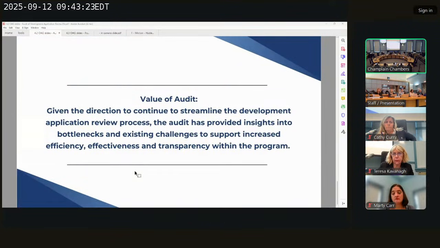In summary, there's immense pressure to expedite development approvals. At the same time, the city is navigating ongoing legislative changes while balancing council's strategic objectives to increase housing with the city's fundamental role as a regulator and steward of municipal assets. We made 7 recommendations aimed at increasing the efficiency, effectiveness, and transparency of the program, and management has agreed to all. We'd be happy to take questions now.